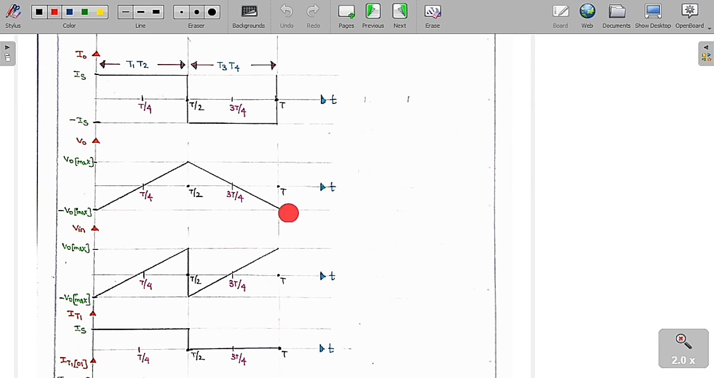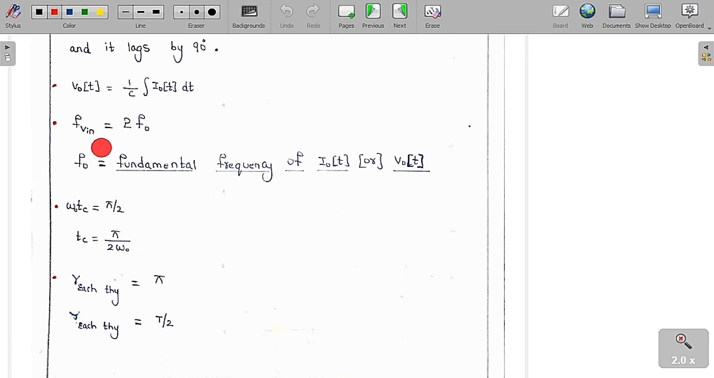Similarly here, at this instant, T3, T4 are conducting, but I want to turn on T1, T2 after this. So when T1, T2 are turned on, the capacitor voltage is negative. So therefore, it is going to produce a negative voltage across T3 and T4. So they are going to get turned off. Automatically T3, T4 are going to get turned off. So no need of forced commutation to turn off thyristors. By load commutation only they are going to get turned off. So the fundamental frequency of the input voltage is twice the fundamental frequency of the output voltage or output current. So F0 is called the fundamental frequency of the output voltage or the output current.